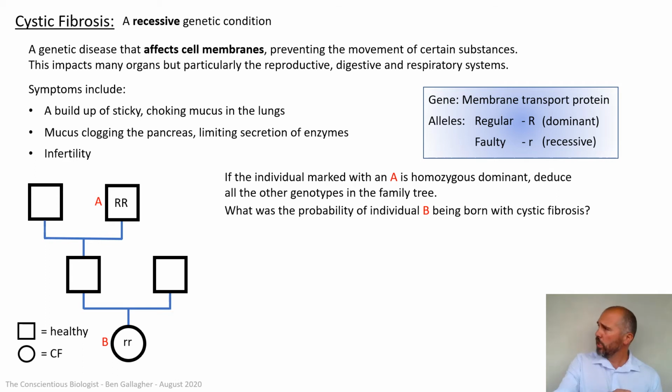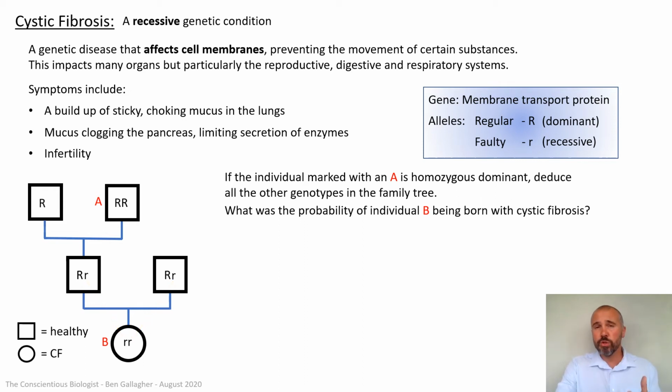Now, the only way individual B can have it, given the parents don't have it, is if the parents both had a big R, making them healthy, but also had a little r, carrying the little r, because they will give that to the final offspring. Okay, so it's just like the blue-eyed child and the brown-eyed parents on the last example. We've got 2 heterozygotes contributing to give a child who's going to have cystic fibrosis.